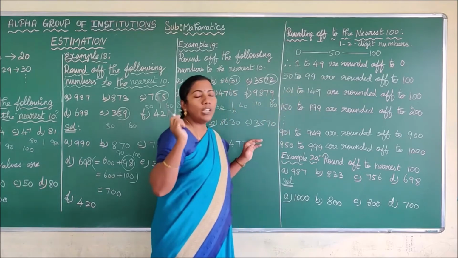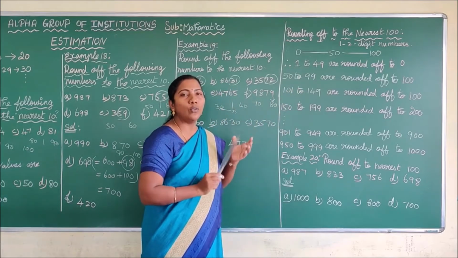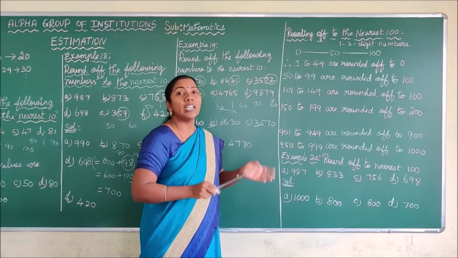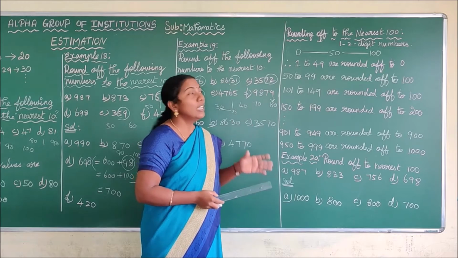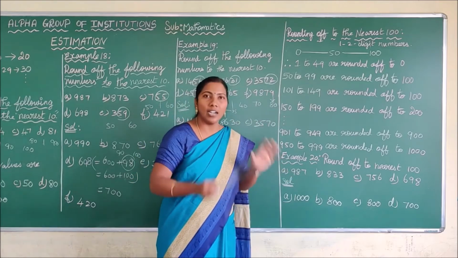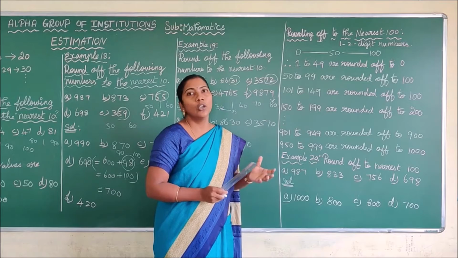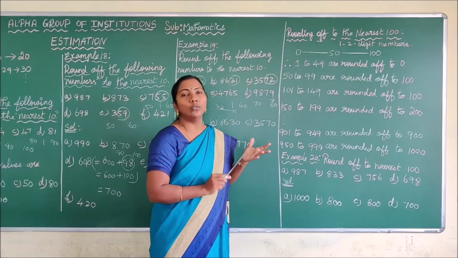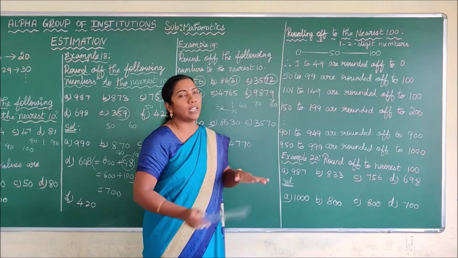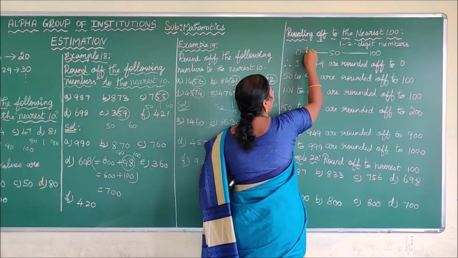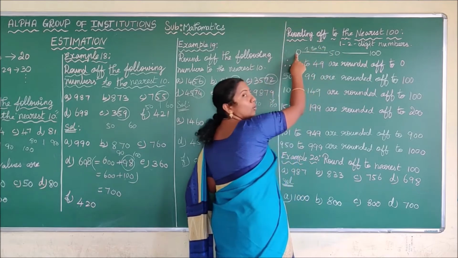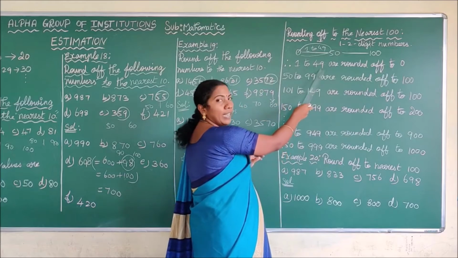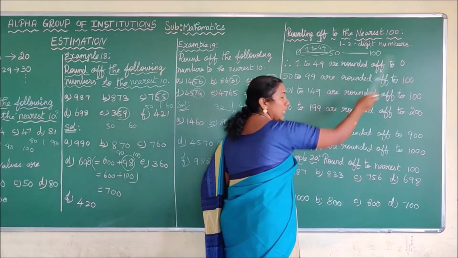In rounding off to the nearest 10, we take only 4 numbers: 1, 2, 3, 4. For the nearest 10 we consider 10 numbers, but for the nearest 100 we have to take 100 numbers. So before 50 we have 49 numbers, 1, 2, 3, 4, 5 and so on up to 49, and also 0. You have to round off these numbers to 0. That is, 1 to 49 are rounded off to 0.